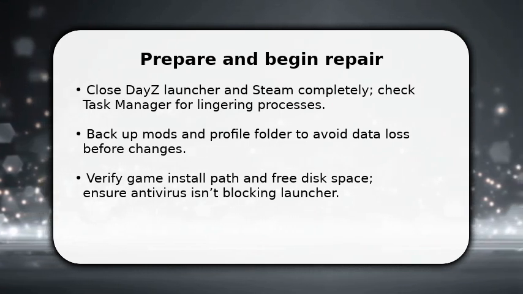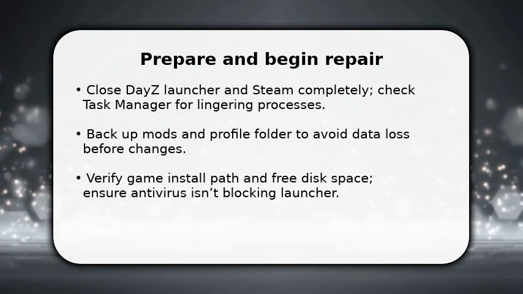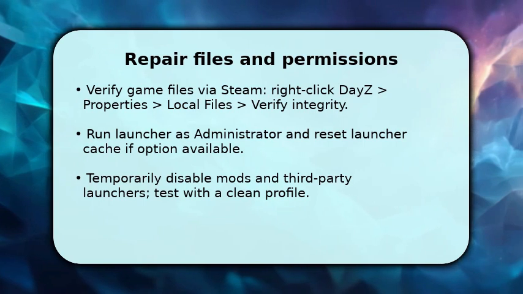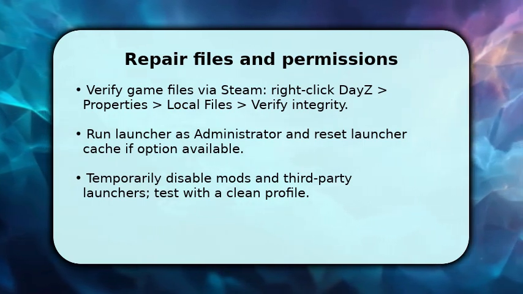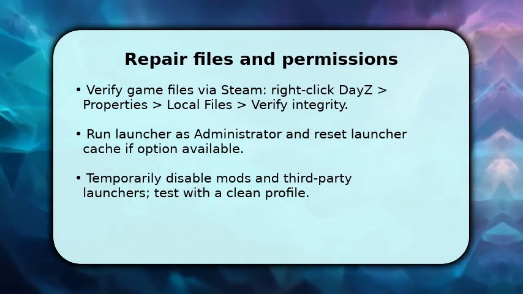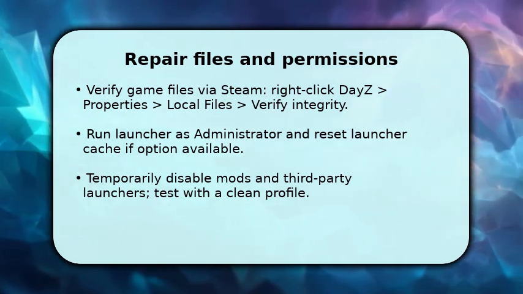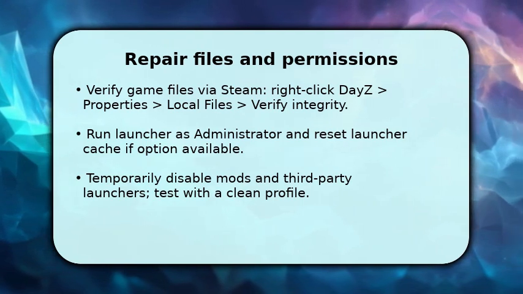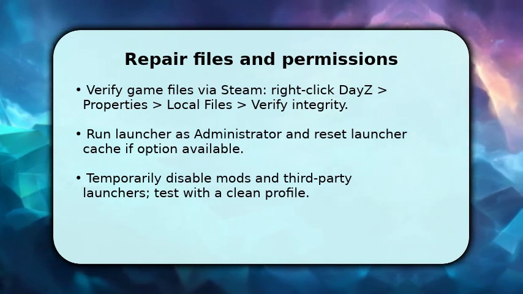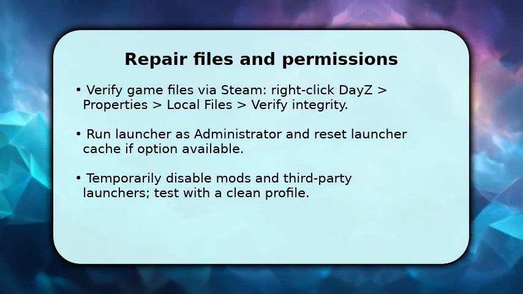Now that prerequisites are set, proceed to repair files and permissions so the launcher can access what it needs. You should verify the game files through Steam to replace corrupted files. This often fixes missing dependencies. Once verification finishes, run the launcher as an administrator to eliminate permission issues, and clear or reset the launcher cache if that option exists. After that, disable mods and any third-party launchers momentarily. A clean profile reduces variables and helps you identify whether a mod or overlay is the cause.